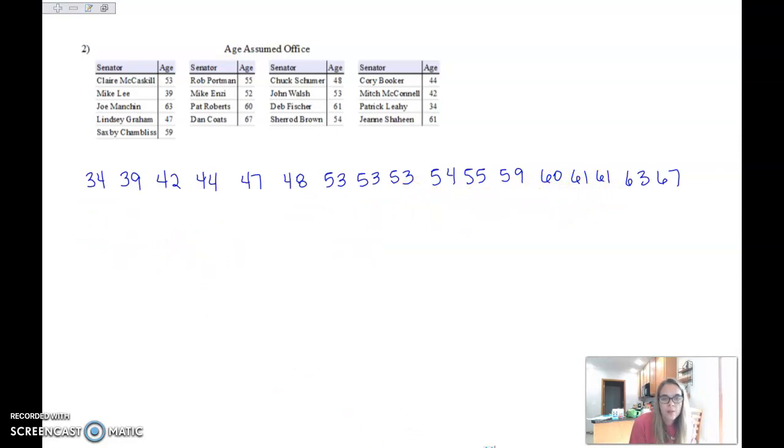So if I want to find the range, the range is your max, which is 67, minus 34. So that becomes 33 is your range.